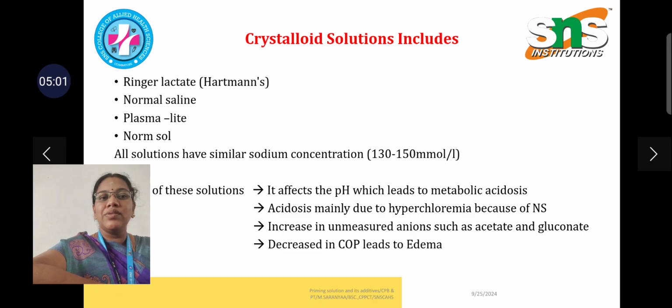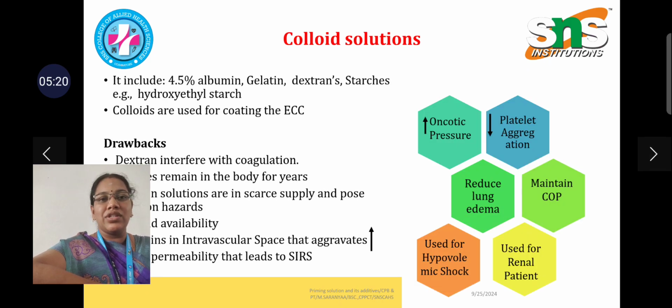Ensure that you are not using normal saline for the full case. There is an increase in unmeasured anions such as acetate and gluconate, which are components of these priming solutions. And a decrease in the colloid osmotic pressure leads to edema. Because it doesn't have protein, it leads to an interstitial fluid shift.